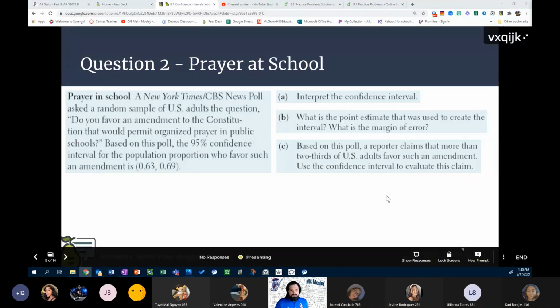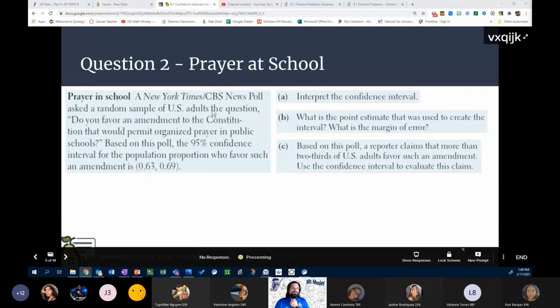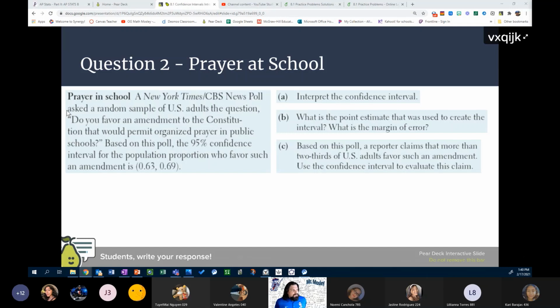So on this question, we have several parts to consider. We're talking about prayer in school. A New York Times CBS News poll asked a random sample of U.S. adults the question, do you favor an amendment to the Constitution that would permit organized prayer in public schools? Based on this poll, the 95% confidence interval for the population proportion who favor such an amendment is from 0.63 to 0.69. So that's the interval. Our first question, A, is to interpret the confidence interval.